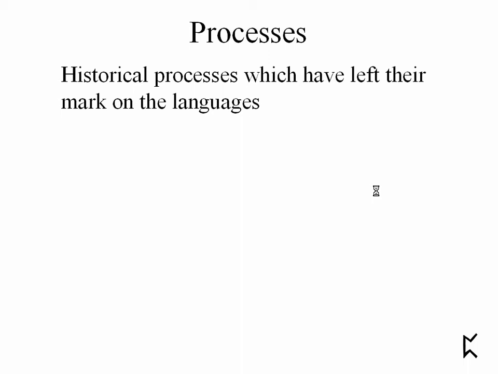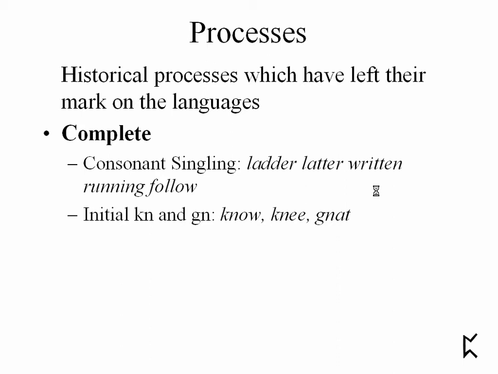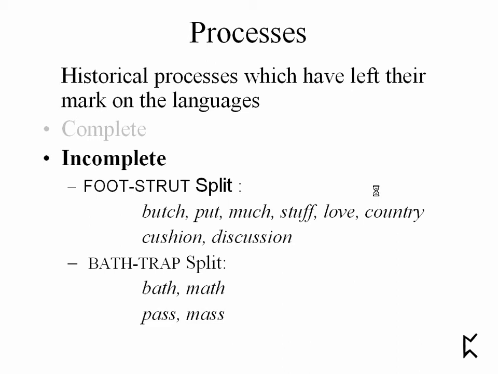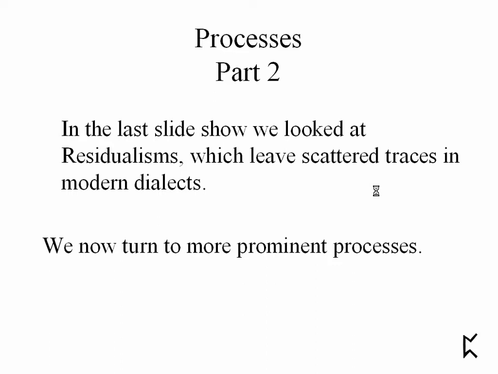We talked about historical processes which have left their mark on the language. I mean, all processes are historical, they left their mark on the language. We started off talking about complete and incomplete processes, and looked at some complete processes which don't really have any effect today. Also some incomplete processes which still have effect today. And in the last slideshow we looked at residualisms, which leave scattered traces in modern dialects. But now I want to look at some more prominent processes, some one or two very important processes.